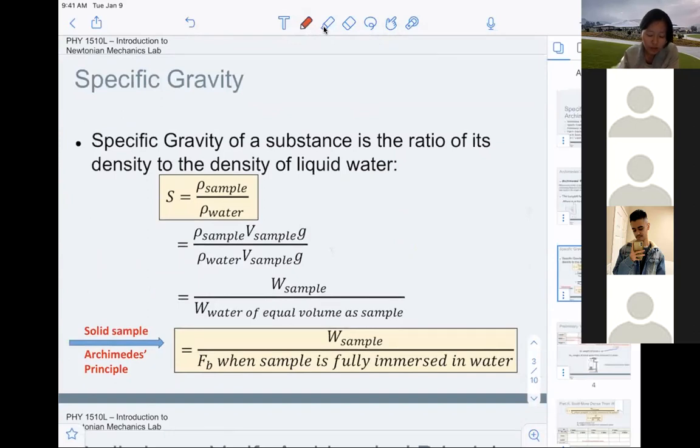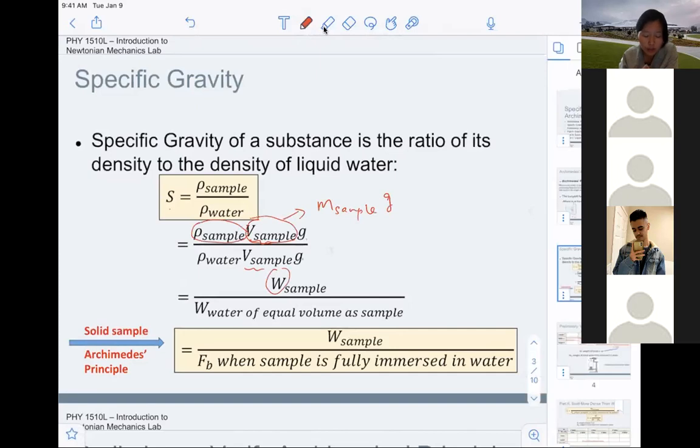So specific gravity is the ratio of these two densities. We have talked about this. You can see that since they occupy the same volume, you can multiply this equation by volume and g, and that does not change the equation, right? But if you use the sample density times the volume of the sample, you get the mass of the sample, whatever object you're looking at. So mass times g is the weight of the sample.